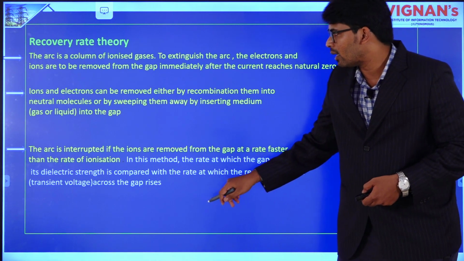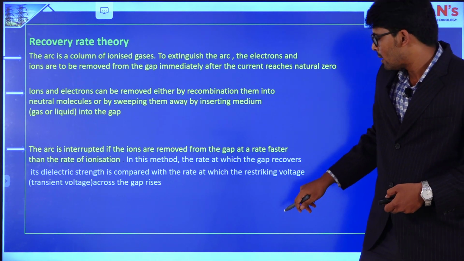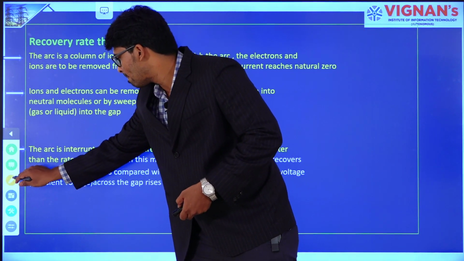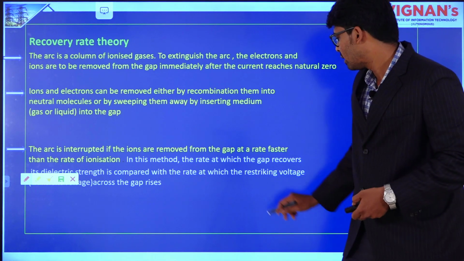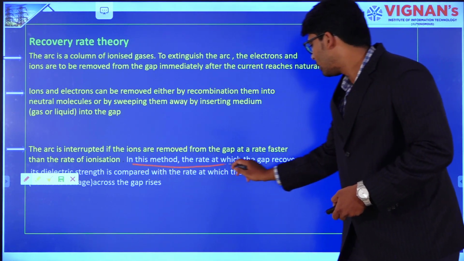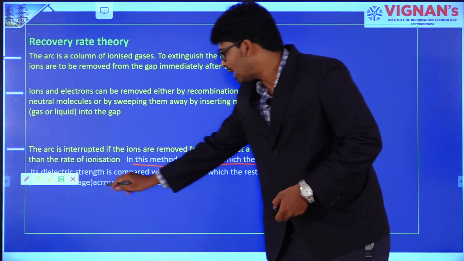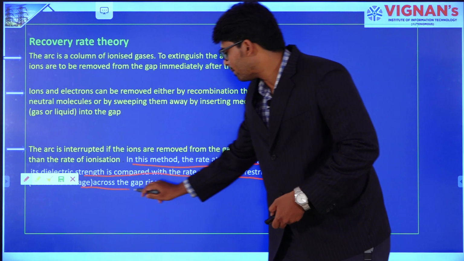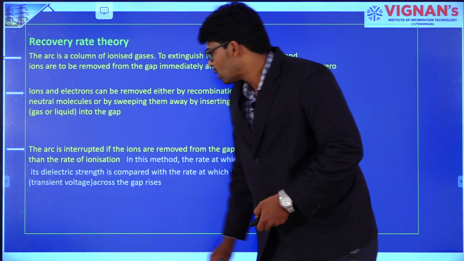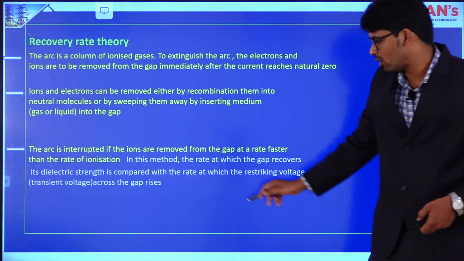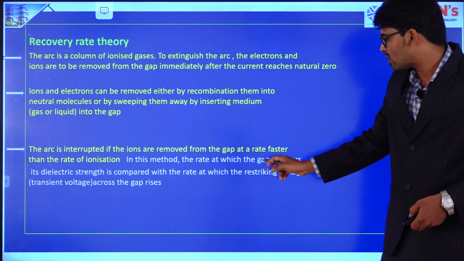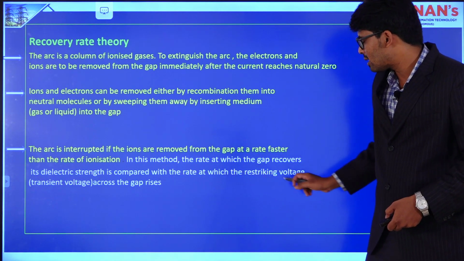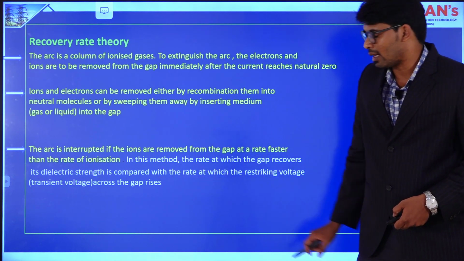So the main thing here is in the recovery rate theory. In this method, the rate at which the gap recovers its dielectric strength compared with the rate at which the restriking voltage arises should be high. This is the sentence you need to understand. In this method, the rate at which the gap recovers its dielectric strength is compared with the rate at which the restriking voltage across the gap arises.